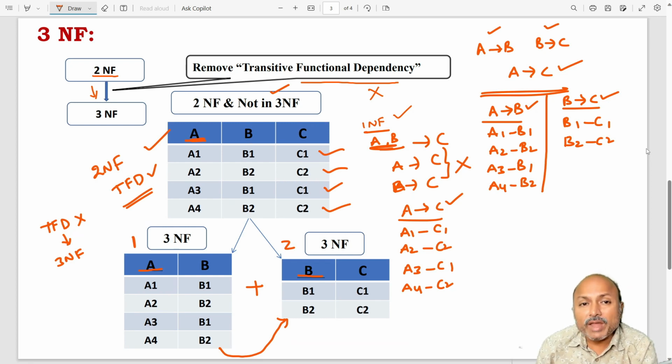So from second normal form, we need to remove the transitive functional dependency. For that, we check whether transitive functional dependency is there or not. If it is not there, the relation is already in third normal form. If it is there, we need to remove it, and then it is converted into third normal form. For that, we decompose the table into two tables so that the decomposed relations are in third normal form.